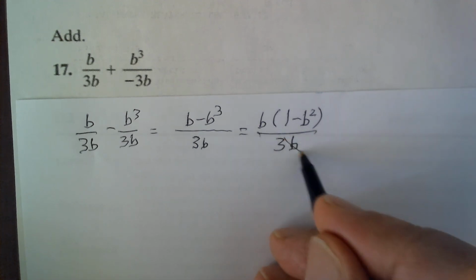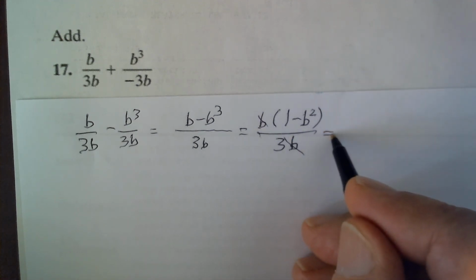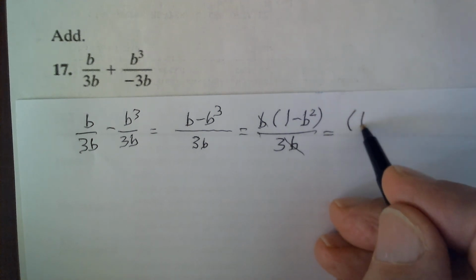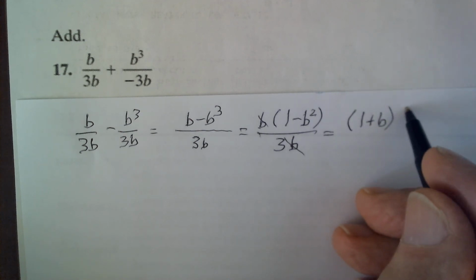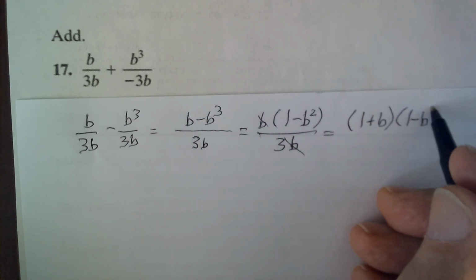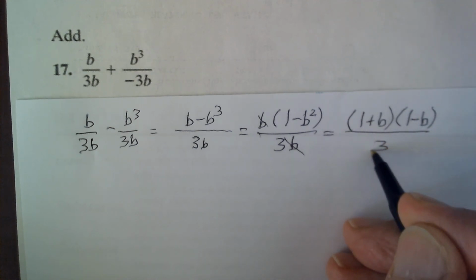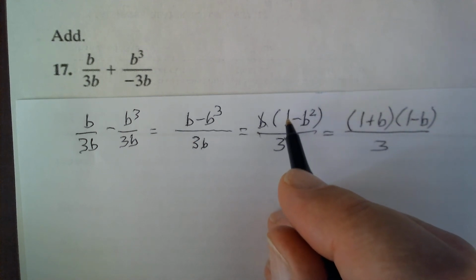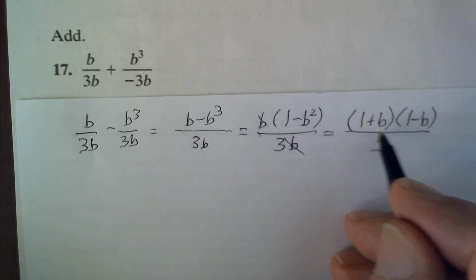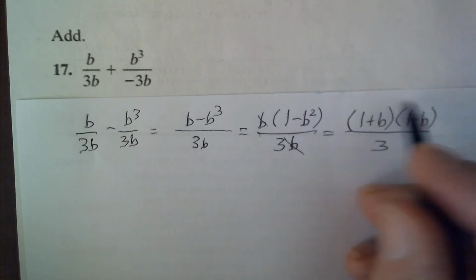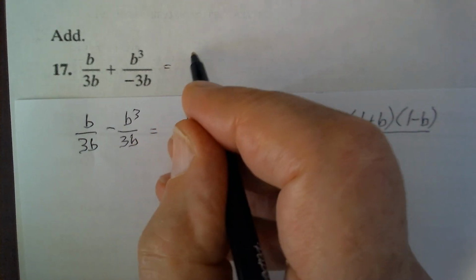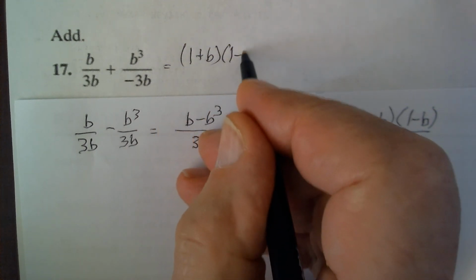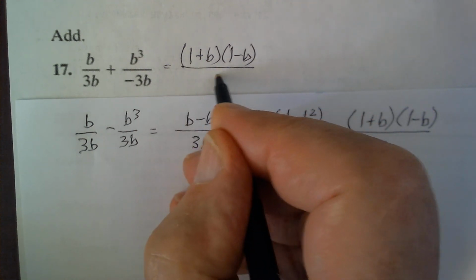Now we can cancel the b's. And 1 minus b squared is the same as 1 squared minus b squared, so we can factor that into 1 plus b times 1 minus b divided by 3. So this is a difference of 2 squares. 1 is the same as 1 squared, so 1 squared minus b squared factors into 1 plus b times 1 minus b. So that is our final answer. So that's equal to 1 plus b times 1 minus b divided by 3.